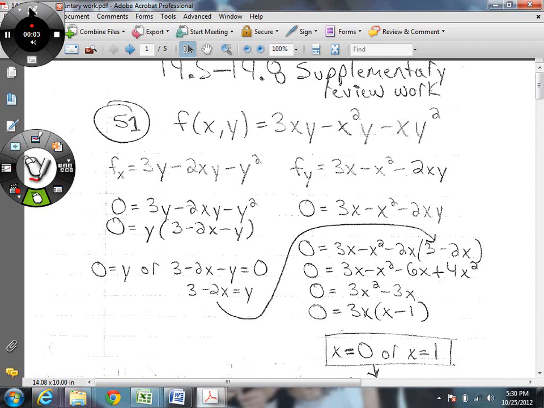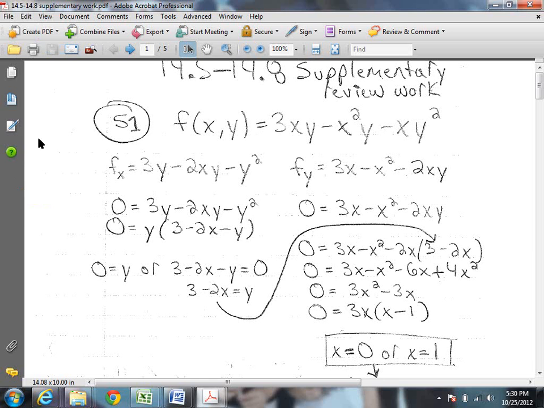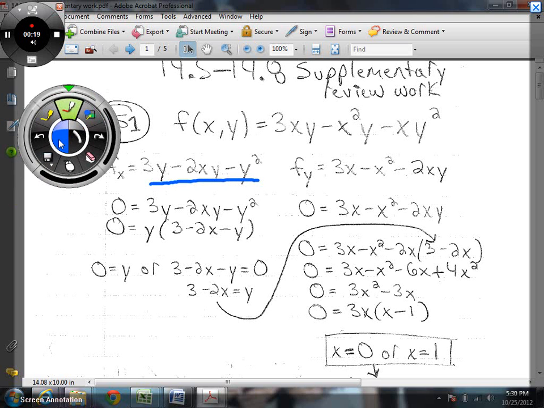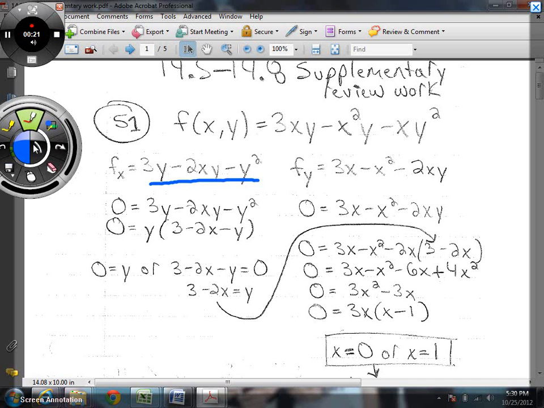Alright, I'm going to see if I can explain a little bit of these last few problems. So this is number 51. First thing you do is, of course, find the partial derivative with respect to x. So we're probably good. We got that right there. And then the partial derivative with respect to y there, and then set them equal to 0.